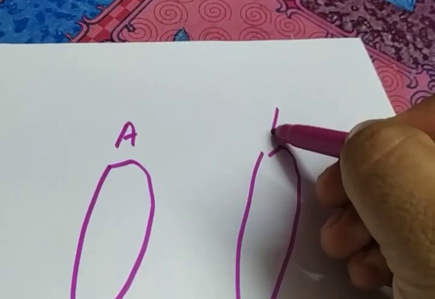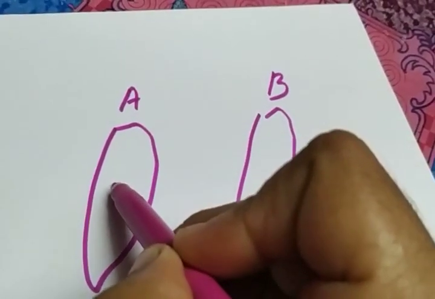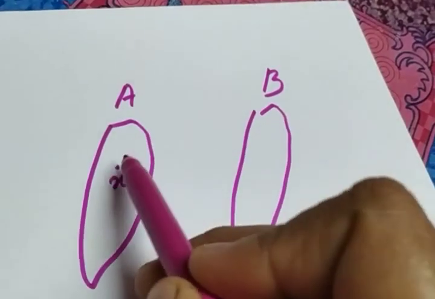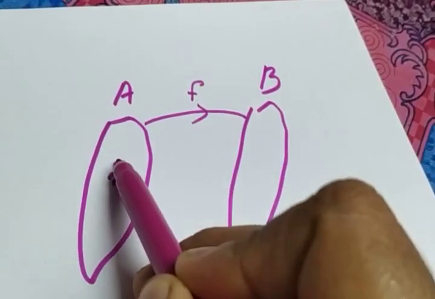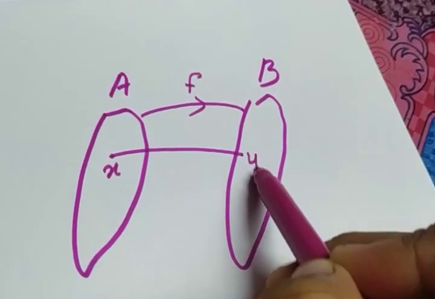Again, I am taking two sets. Let A be the first set, B be the second set. And I am taking an element X, and suppose there is a function, and the image of X is Y.